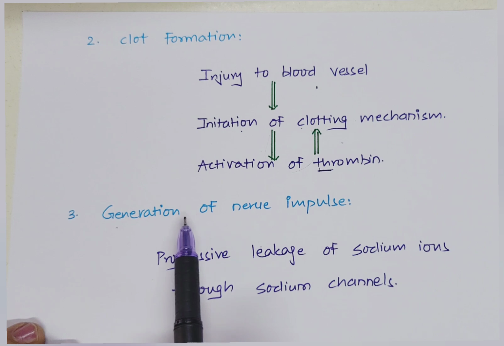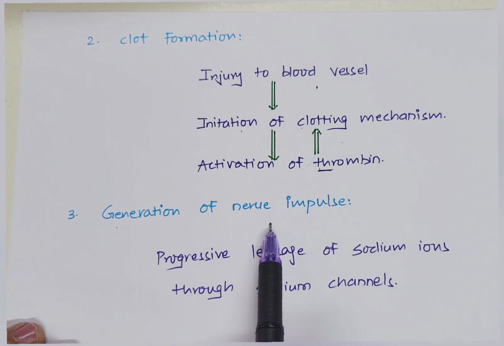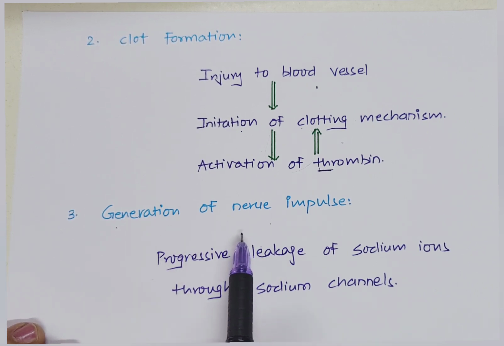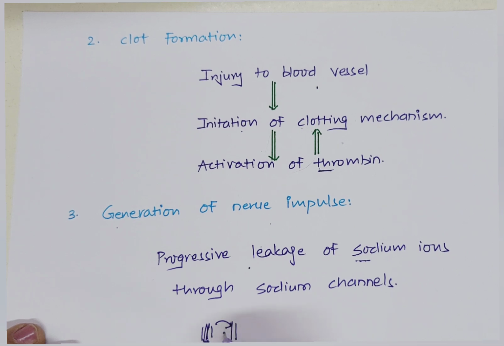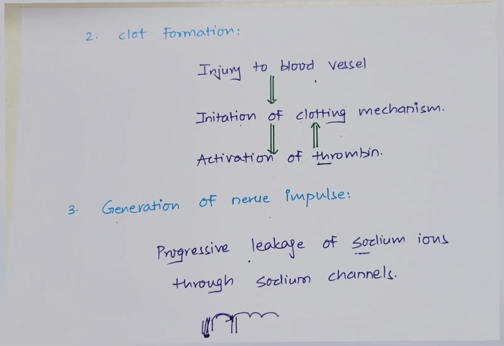The third one is generation of a nerve impulse. Here it is also a vicious cycle. Progressively, sodium ions leak through the sodium channel, and suppose these channels open for sodium ions, they lead to opening of the sodium channels of the neighboring part, like this. So this is a positive feedback. This is also known as the Hodgkin cycle. So this is all about our positive and negative feedback mechanisms.